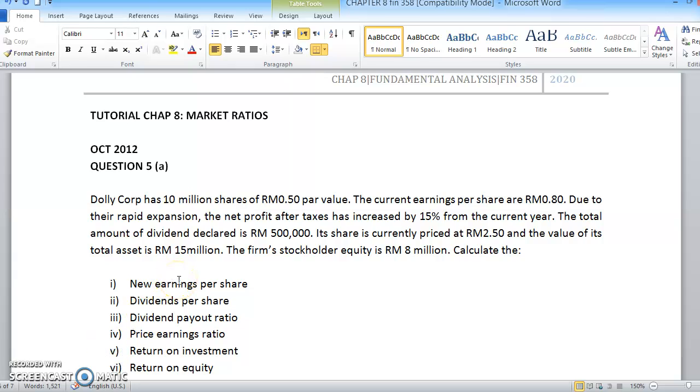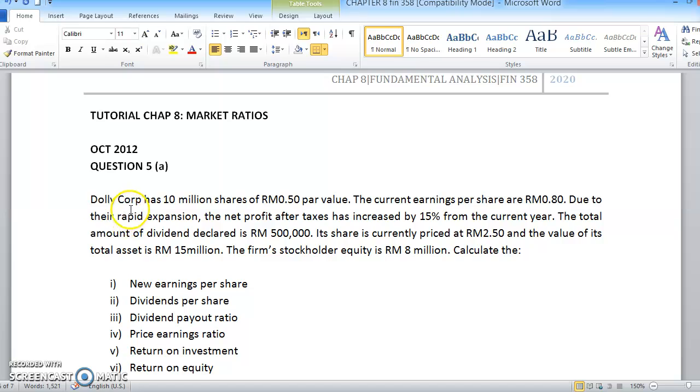Hi, so we are going to continue our chapter 8 for the market ratios. There are some questions that will actually come out in the final exam regarding this chapter 8, some calculation part. This is an example of questions that were previously asked in your final exam. So let's take a look at the questions.